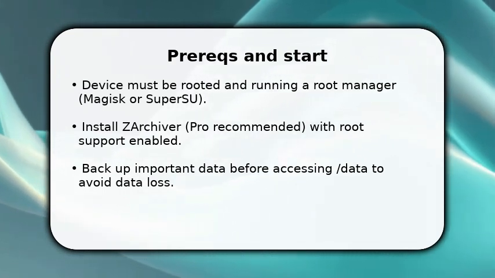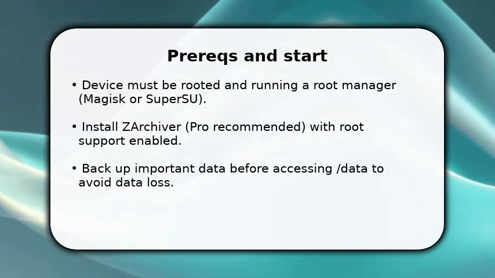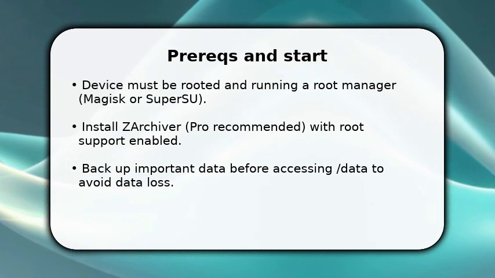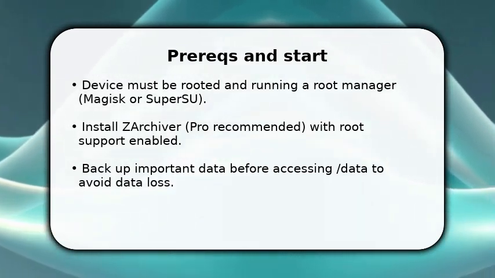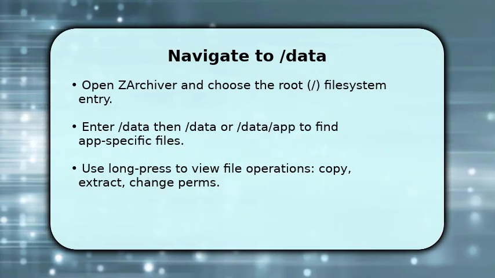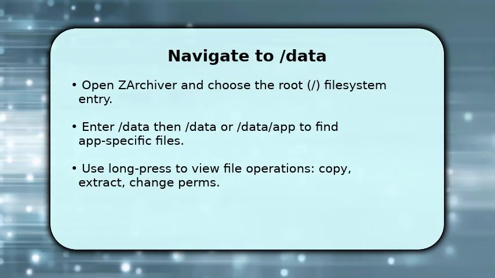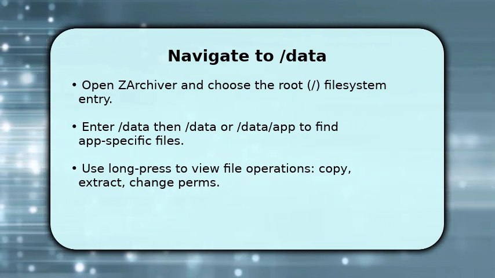Next, open Zarchiver and tap the menu to switch to the root file system. This is the first actionable step that moves you from setup to direct access. Once Zarchiver runs with root privileges, navigate to the top-level root / entry and open the data directory. From there, go into /data or /data/data to find package folders.